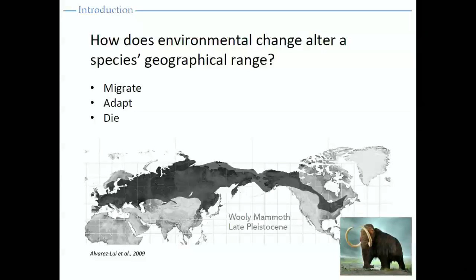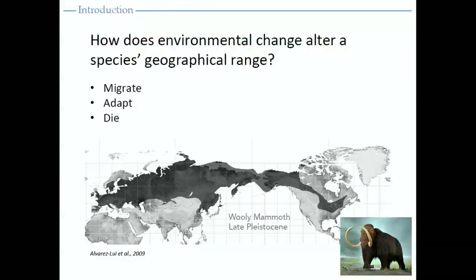And when that happens, a species has a couple of options. It can try to migrate along with these shifting environmental gradients. If not, it can stay in the same place but try to adapt to the new conditions. But if migration or adaptation are not good options for the species, it might end up in a location that is suboptimal. And in the worst case scenario, this might actually cause the species to go extinct.